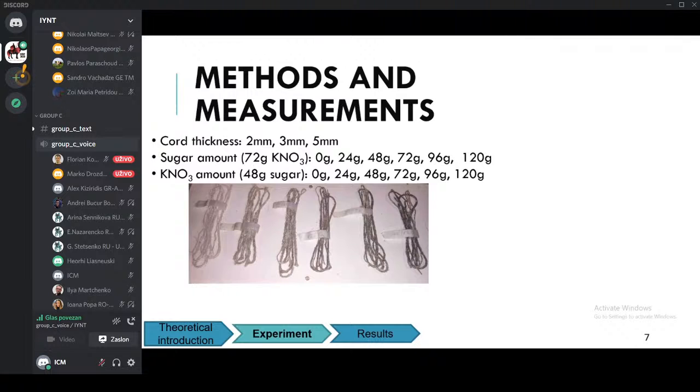In the second test, I used only 5 mm thick fuses, made with the original recipe, 72 grams of potassium nitrate and 48 grams of sugar, and changed their temperatures by putting them in a furnace or fridge for some time. The temperatures I chose are -15, 15, 30, 50, 65, 75, and 85 degrees Celsius. I measured temperatures with a laser thermometer.